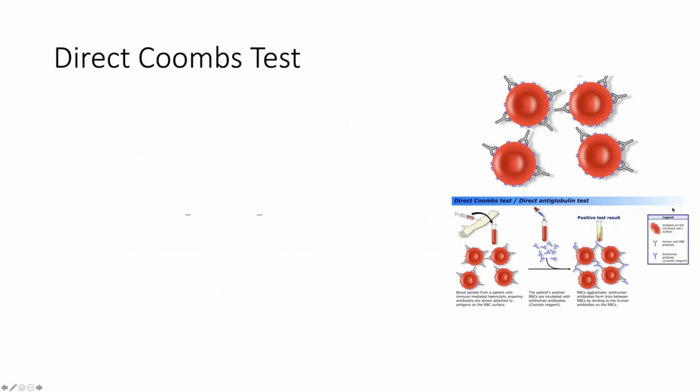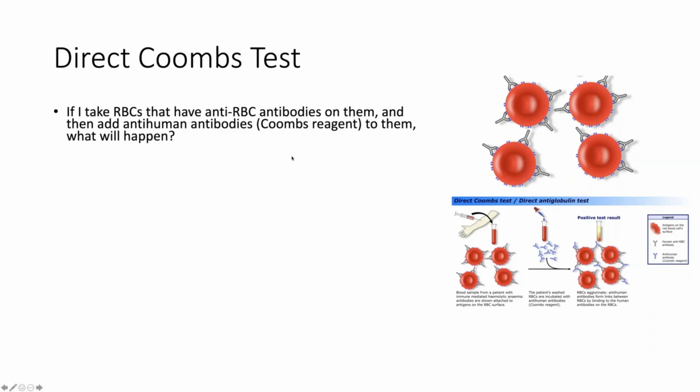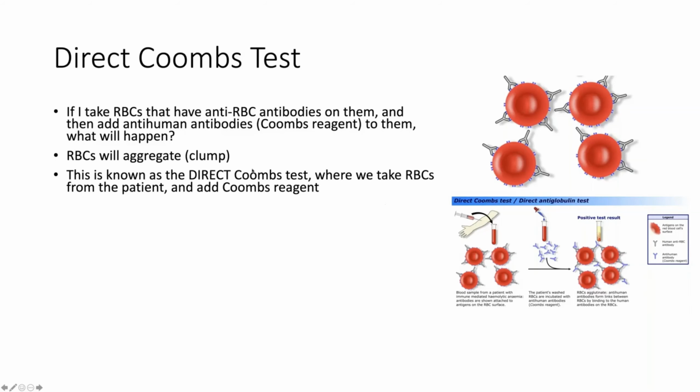Perfect. So we're going to talk about the Coombs test next. So if you take RBCs, right? I take someone's RBCs and they already have anti-RBC antibodies on them. And then I add the Coombs reagent, right? So this is anti-human antibodies, so that would bind to antibodies. What will happen if I add antibody-coated red blood cells and anti-human antibodies? What will happen to those? They'll agglutinate or clump. Yeah, they clump.